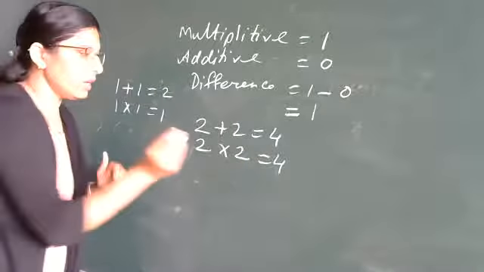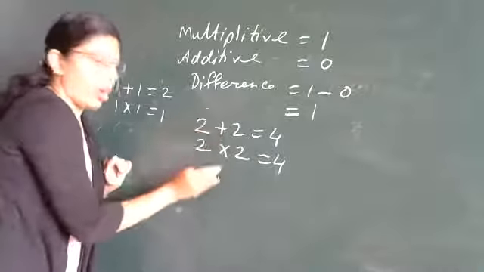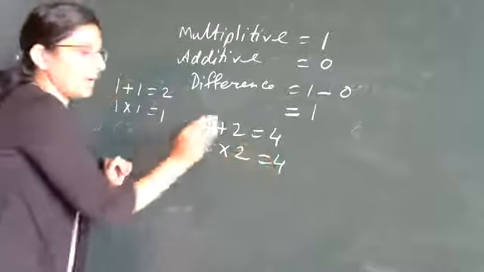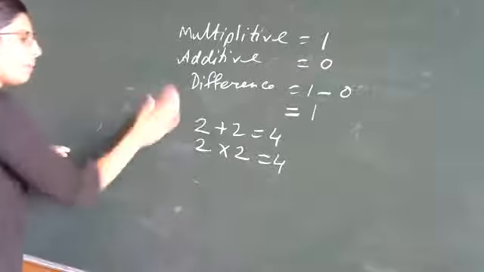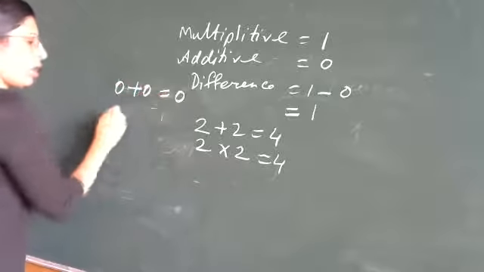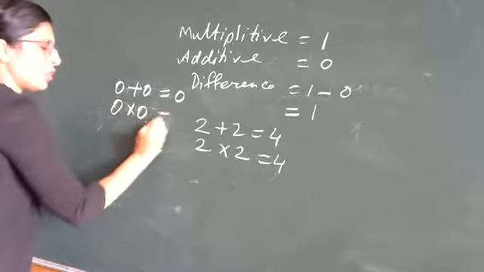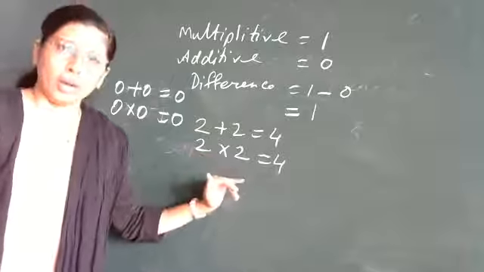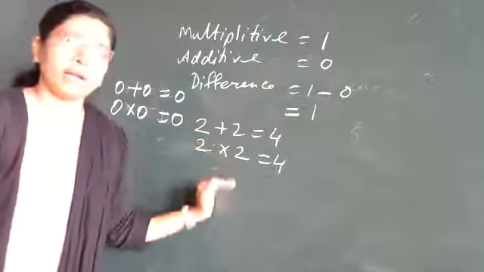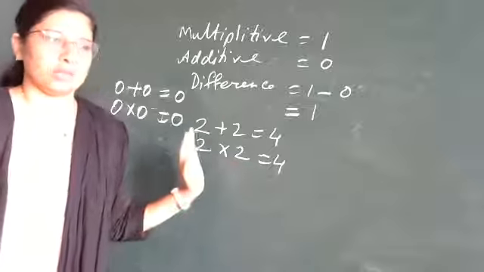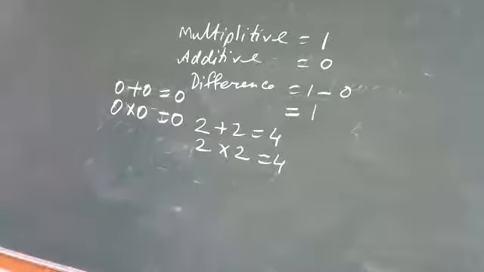They are asking that when added or multiplied, you will get the same answer. But we are getting 2, and one more whole number is 0. 0 plus 0 is 0 and 0 multiplied with 0 is also 0. So these are the two whole numbers. When added or multiplied with itself, it will give the same answer. Okay? Next one.